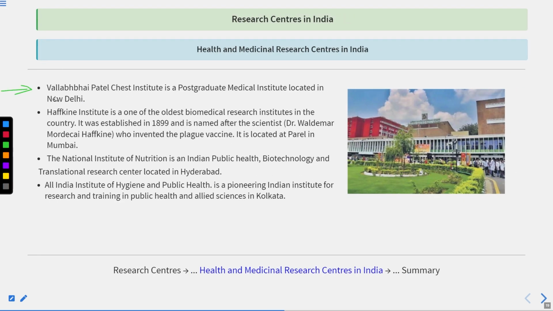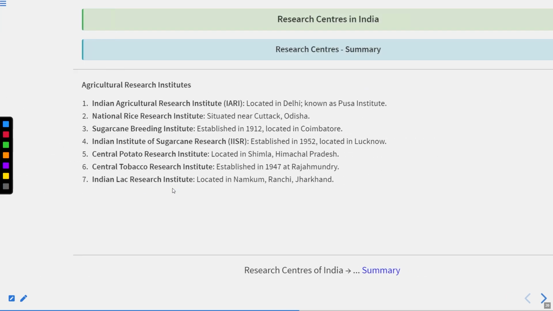Vallabhbhai Patel Chest Institute is a postgraduate medical institute located in New Delhi. Haffkine Institute is one of the oldest biomedical research institutes in the country, established in Mumbai. National Institute of Nutrition, it is an Indian public health biotech translation research center located in Hyderabad. All India Institute of Hygiene and Public Health, it is an Indian institution for research and training in public health and allied sectors in Kolkata.